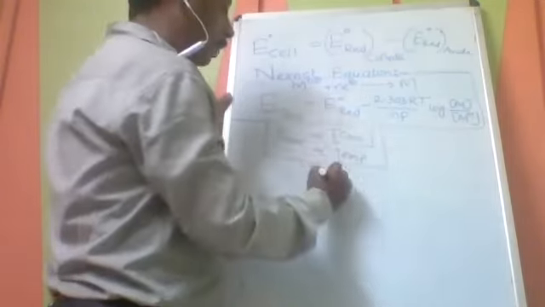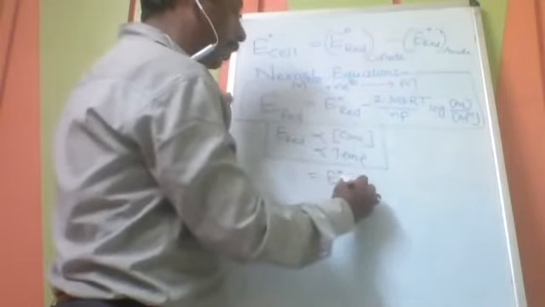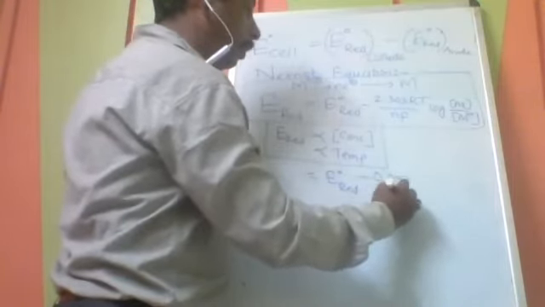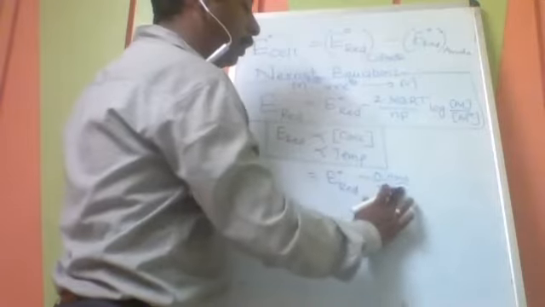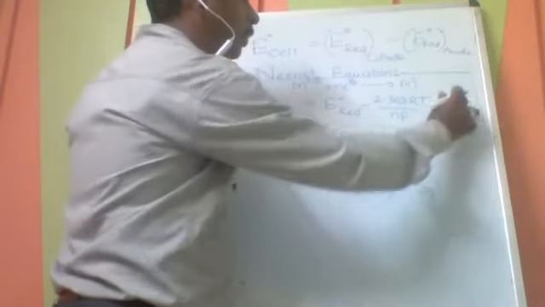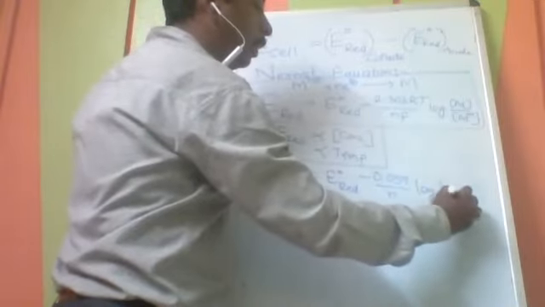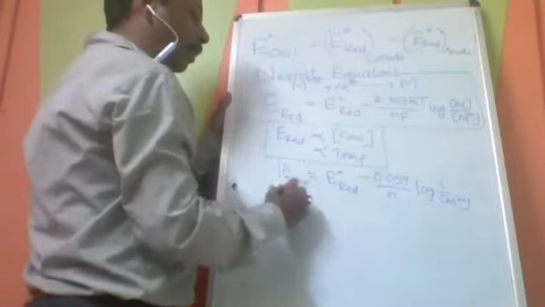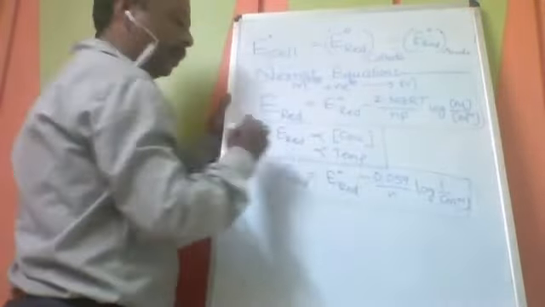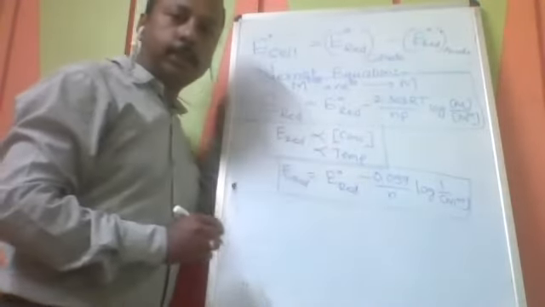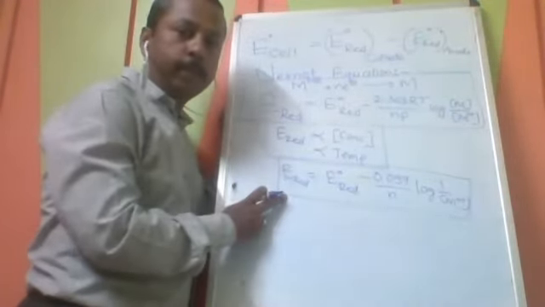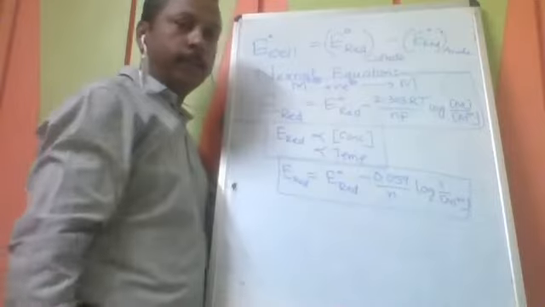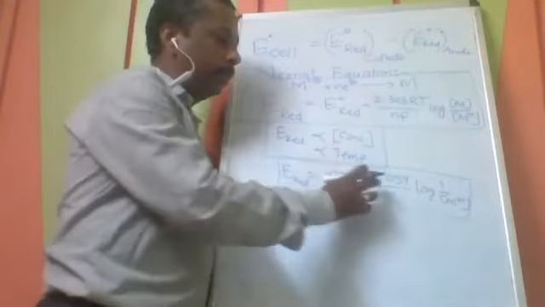Now, if the temperature is 298 Kelvin, as a shortcut what can we take? We can take it as E reduction equals E naught reduction minus 0.059 upon n into log of the concentration of solid, which will be 1, over M n positive. So this is the E reduction potential. This is to be used only when the temperature is mentioned as 25 degrees Celsius.